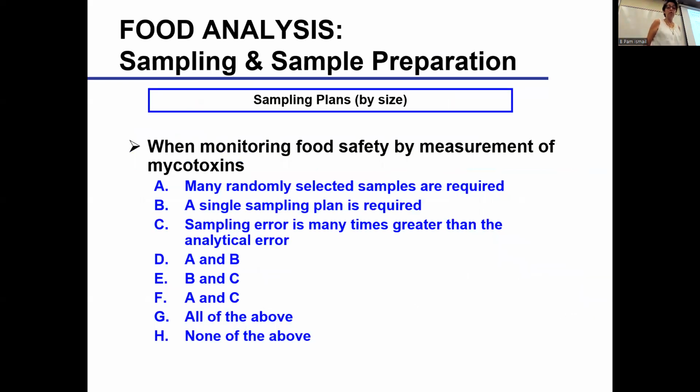Okay, so when monitoring food safety by measurement of mycotoxins, mycotoxins are produced from certain fungal species, and they can potentially be present randomly, so not in a uniform manner. So what do? Many randomly selected samples are required. A single sampling plan is required. Sampling error is many times greater than the analytical error. So that means this last one, the error associated with making a sampling mistake is greater in consequence than the error made during your actual analysis. So what do you think is the correct answer?